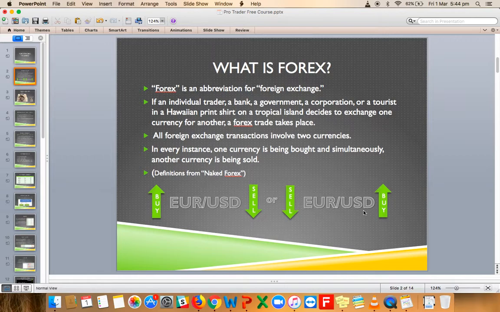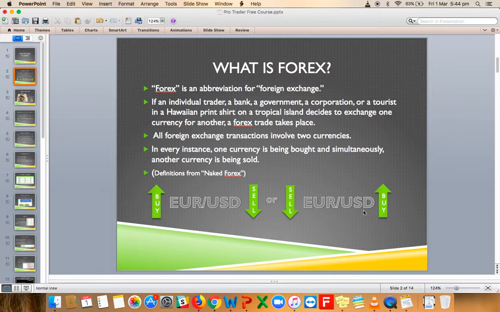Now, what we're teaching you right here is not the physical forex exchange. We're talking about the online foreign exchange, online trading. That's what this is about. The online exchange, right? All foreign exchange transactions involve two currencies, right? In every instance, one currency is being bought and the other one is being sold simultaneously. That is how forex runs.